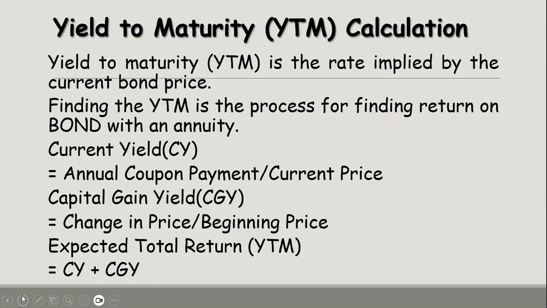Current yield is the annual coupon payment divided by the current price. If the bond is offered at par value, it will be divided by the par value. If it's offered at a premium, it will be divided by the premium price, and if it is offered at a discount, it will be divided by the discount price. Capital gain yield is the change in price over the beginning price. Expected total return is the yield to maturity, which is equal to current yield plus capital gain yield.